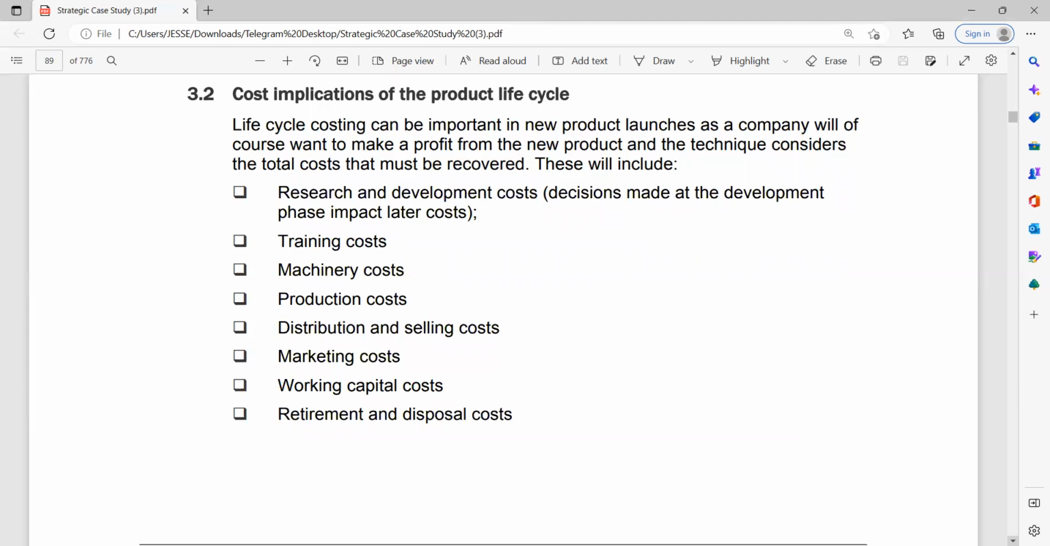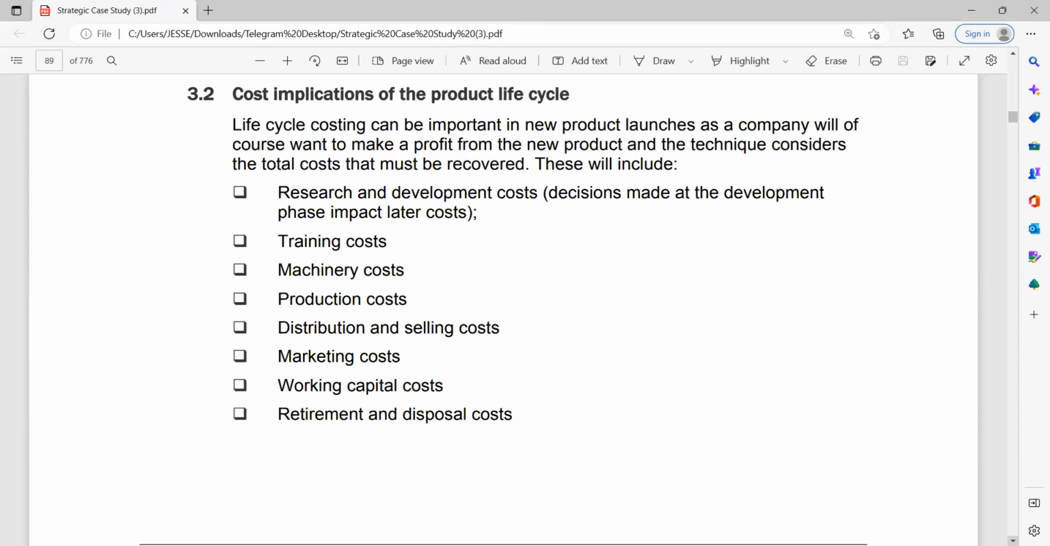Now, life cycle costing can be important in new product launches, as a company will, of course, want to make a profit from the new products. And the technique considers the total cost that must be recovered, right? So what are the cost implications? One key thing you need to look at is R&D costs, research and development. You have to look at training.